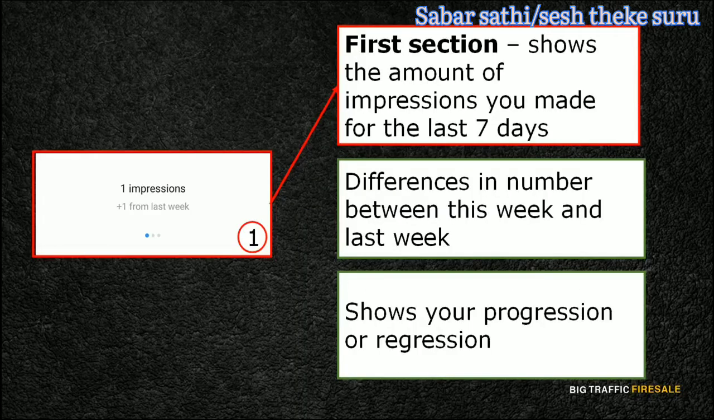Now, the first section is at the top of the screen. It will show you how many impressions you made for the last 7 days and the differences in number between this week and the last week before. These numbers are basic information on whether you're progressing or regressing that week.